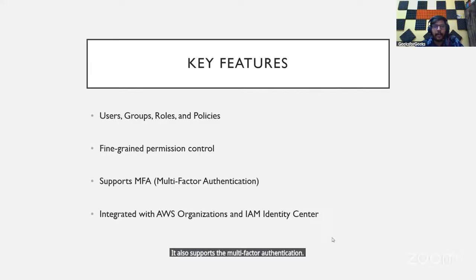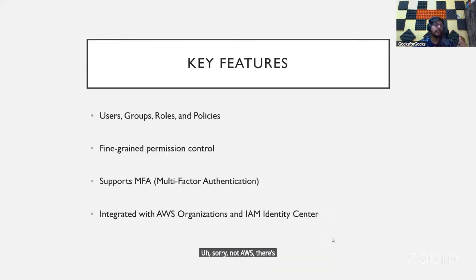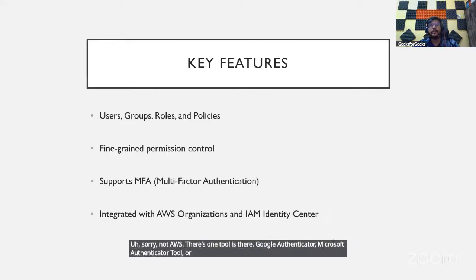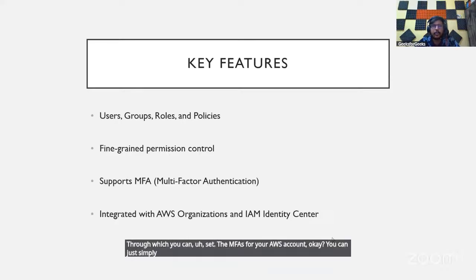You just have to use a tool like Google Authenticator, Microsoft Authenticator, or the Duo application, through which you can set the MFAs for your AWS account. You can simply scan the QR code that comes up, and that's it. I'm going to show you how you can do that.